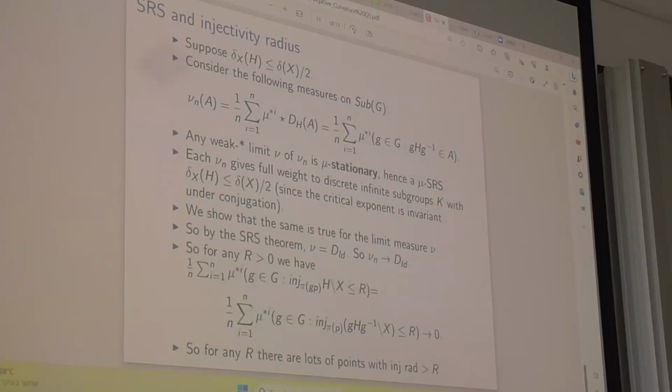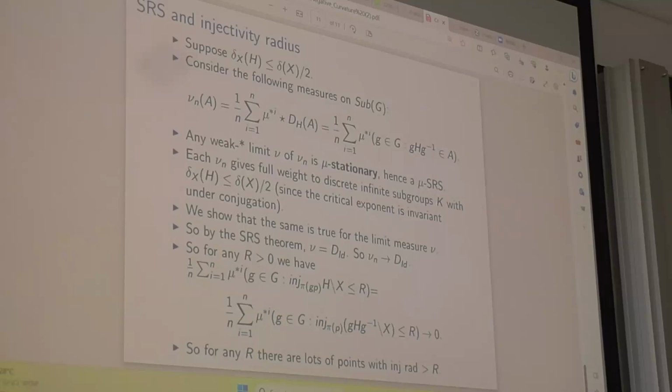Okay, so you have this measure, you have a subgroup with small critical exponent, and you consider a family of measures on Sub G. You look at the Dirac measure on H. It's the measure on the space of subgroups which has an atom at H and zero on everything else.